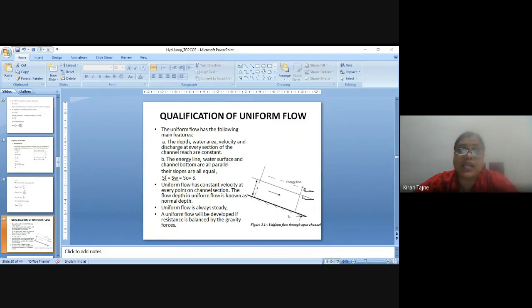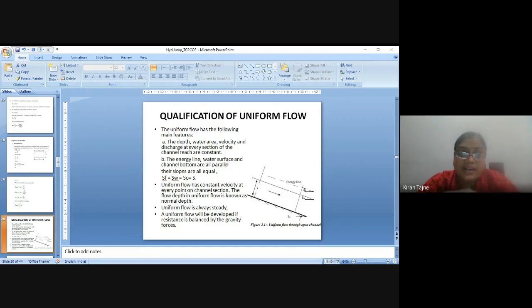So when flow occurs in an open channel, resistance is encountered by water as it flows downstream. This resistance is generally counteracted by the component of gravity forces acting on the body of the water in the direction of motion. So the uniform flow will be developed if resistance is balanced by the gravity forces. Clear? Okay.